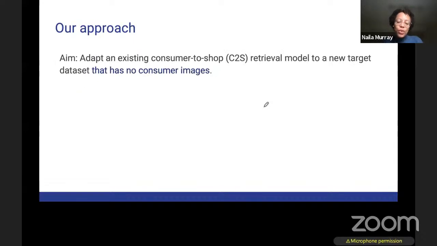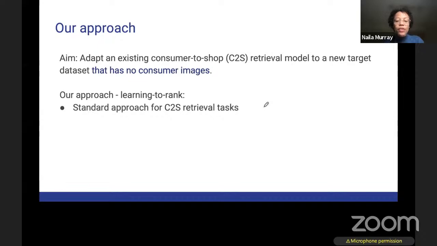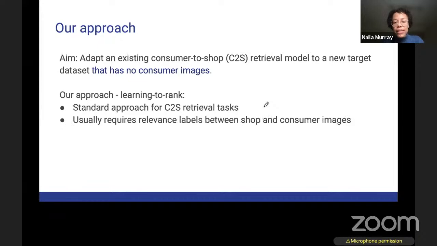What we aim to do is a model adaptation technique that adapts some existing consumer to shop retrieval model to a new target data set, and as I mentioned, one that has no consumer images. We're going to take a learning to rank approach, which I'll discuss in more detail in a slide or two. This is a very standard approach for consumer to shop retrieval tasks and for quite a few instance level retrieval tasks generally. It usually requires relevance labels between shop and consumer images. If you think back to the slide I presented earlier that showed these triplets, to construct these triplets of query image, relevant image, and non-relevant image, you need to know what's relevant and what's not. So these relevance labels are required for this approach.